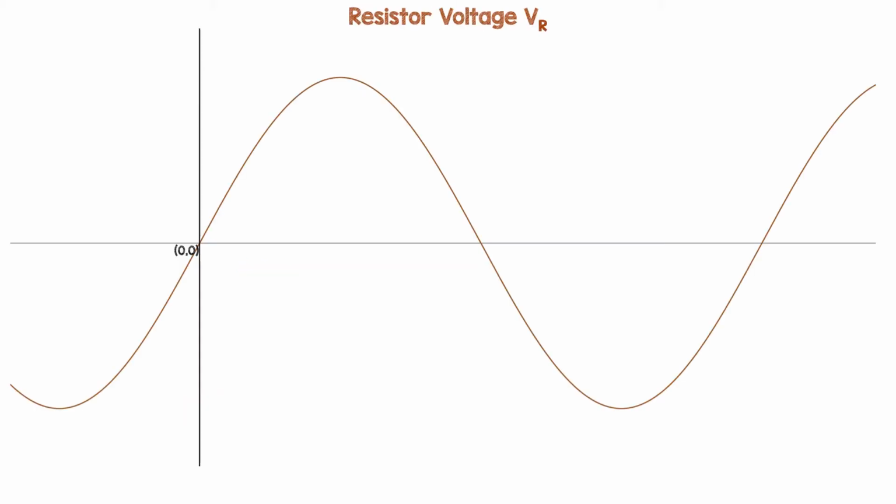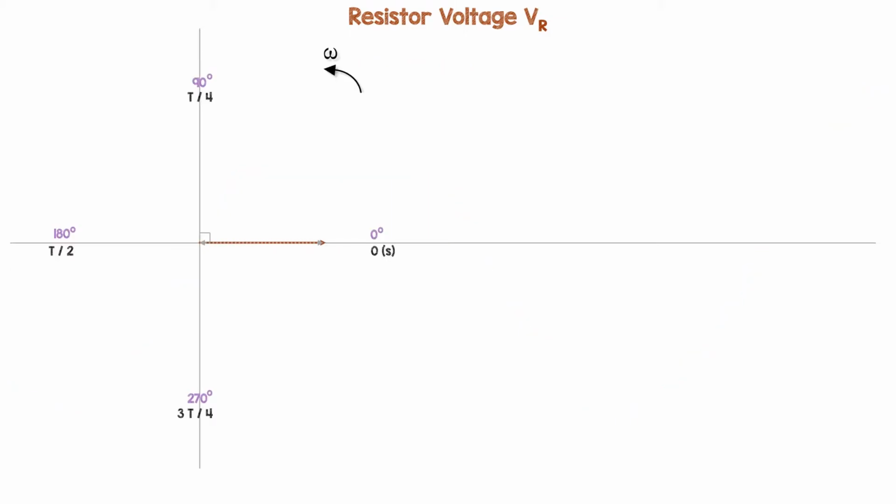Omega is our angular frequency. Our resistor voltage was measured, say, at 91.61 volts. That's its amplitude or peak value. Because it has 0 phase, it lives on the x-axis, and the length is proportional to the voltage, the length of our vector.